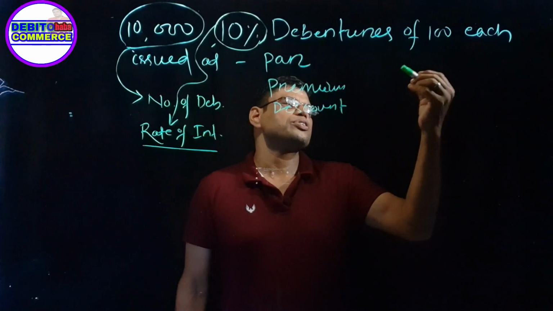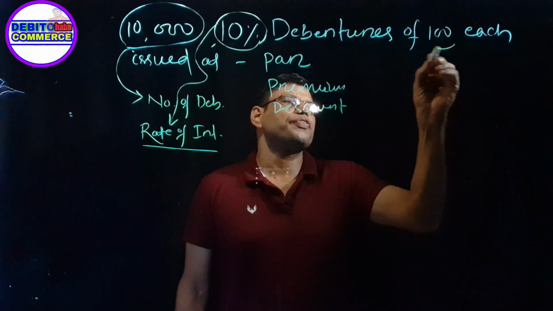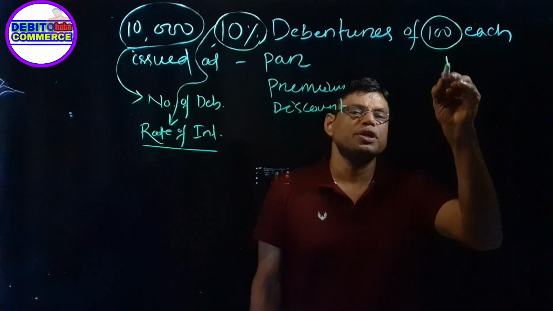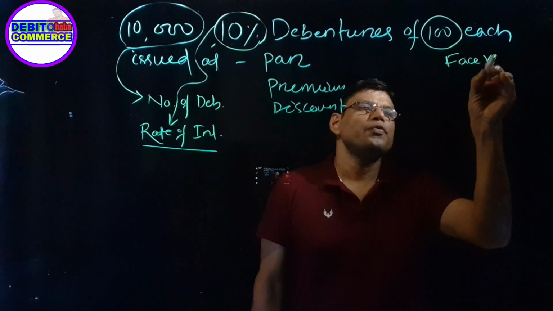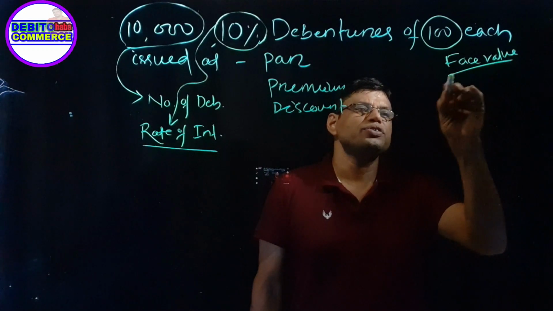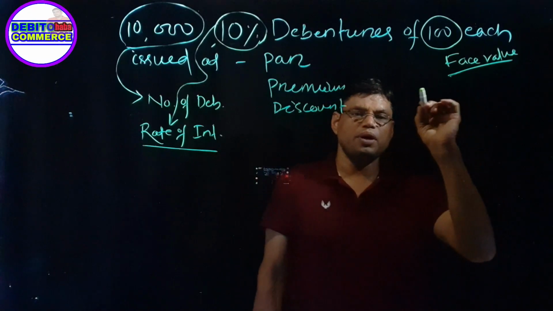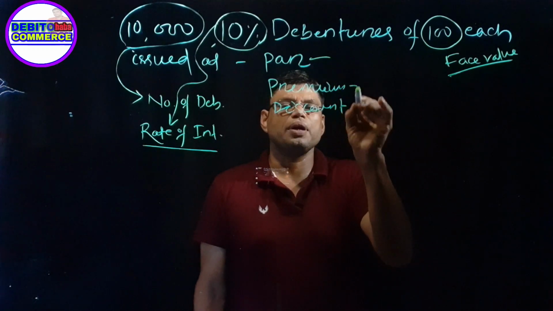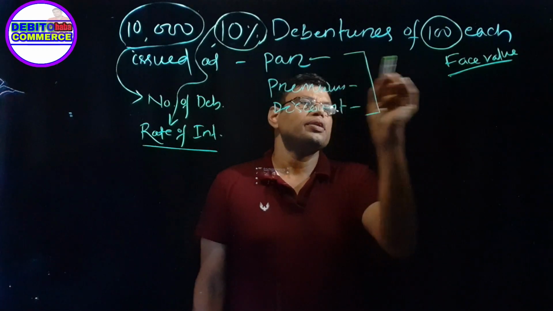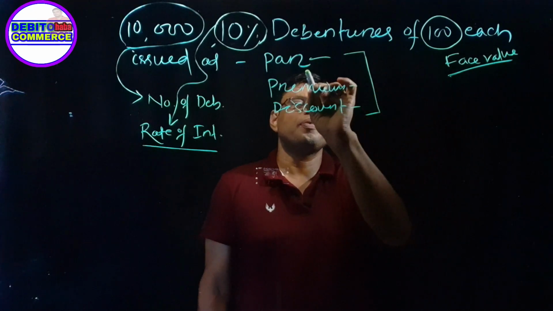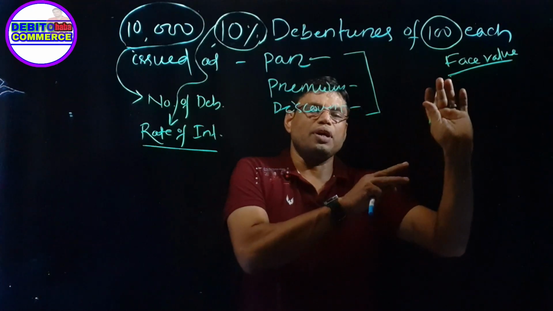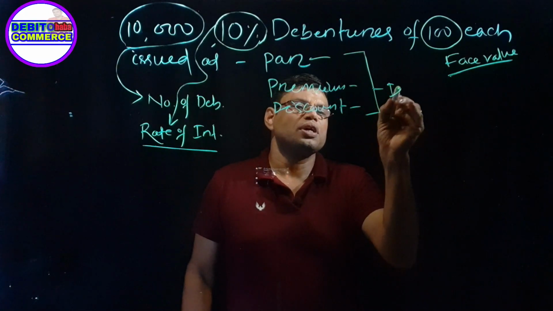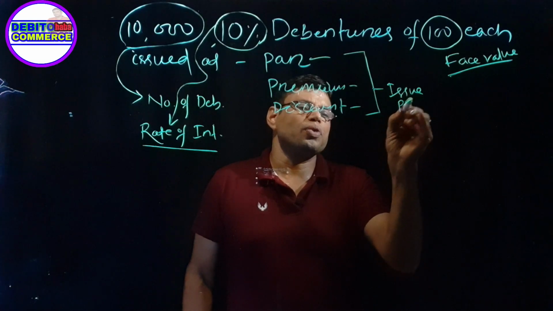Then what is this 100 each? This is known as the face value of the debentures. Remember, this is the face value of debentures. Now, what are par, premium and discount? I told you, when they are issuing at par, it means they are issuing at face value. That means the face value and the issue price are the same. These are all known as issue price.